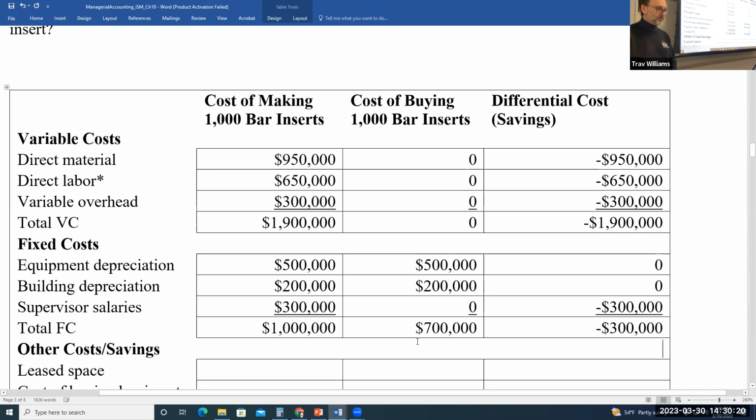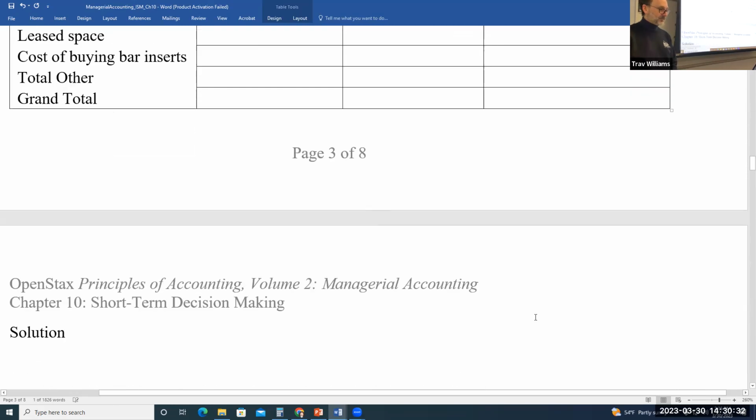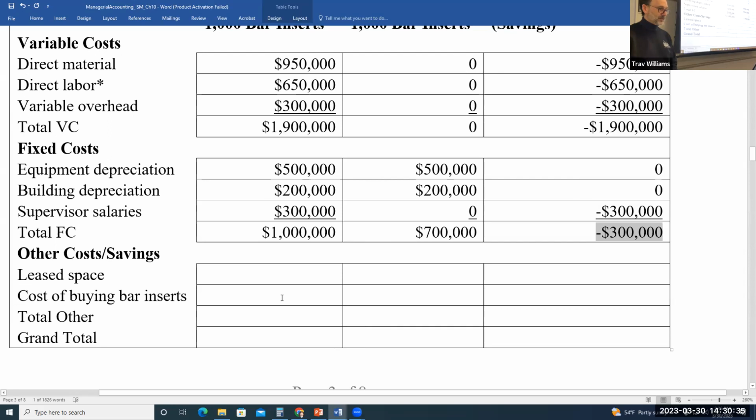So what it tells us so far is basically we'll save, if we outsource, 1.9 million in variable costs. We'll save 300,000 in fixed costs. And now we have to go to this last section, the leased space. Remember, if we outsource, we're going to generate $55,000 in revenue from leasing out the space. So that will help offset some of the costs.